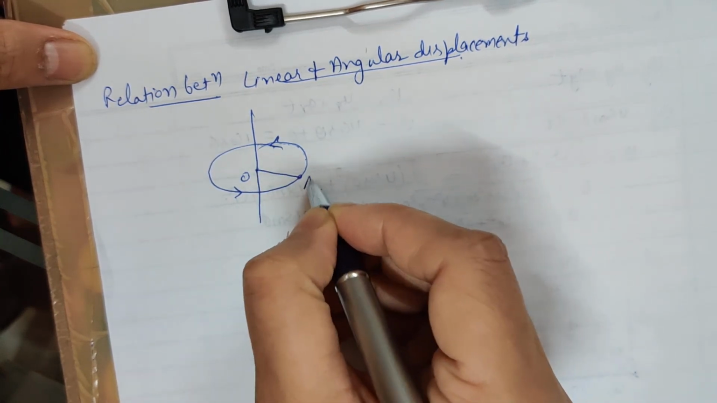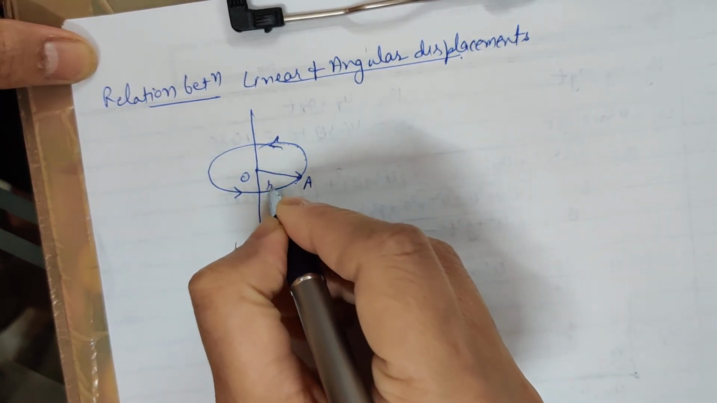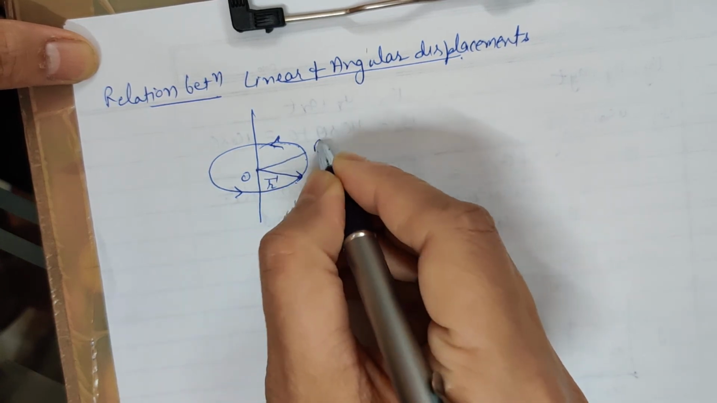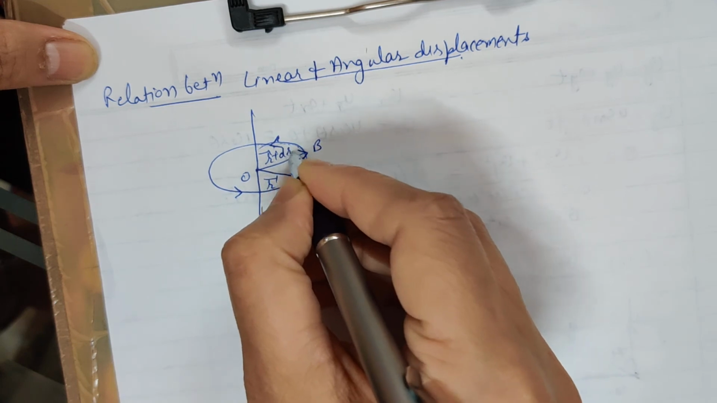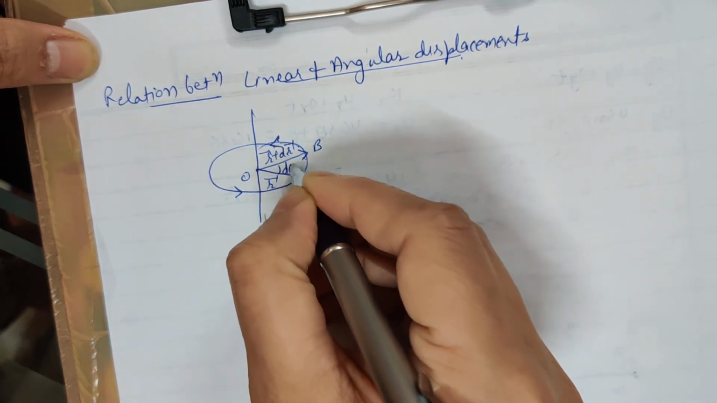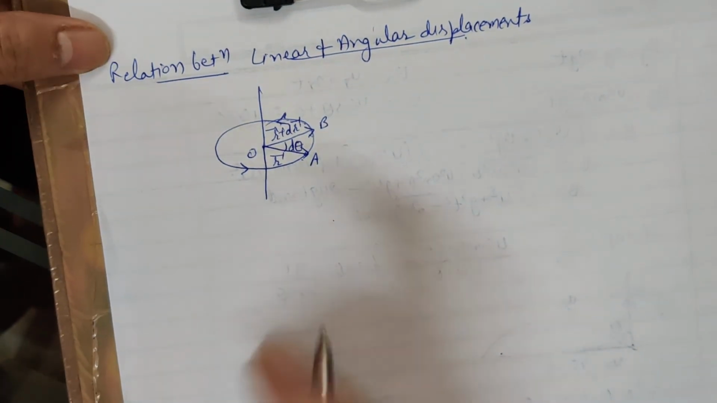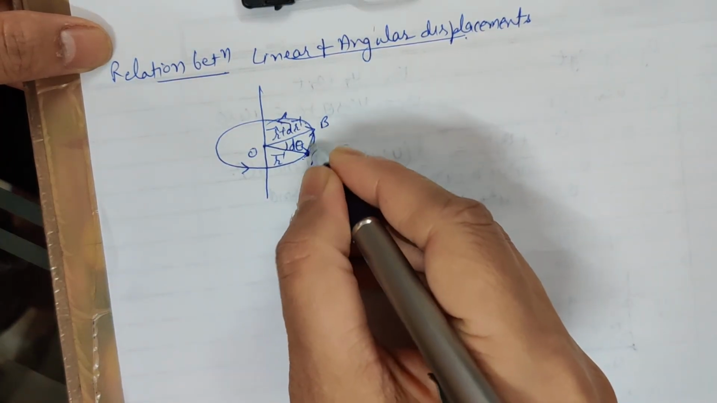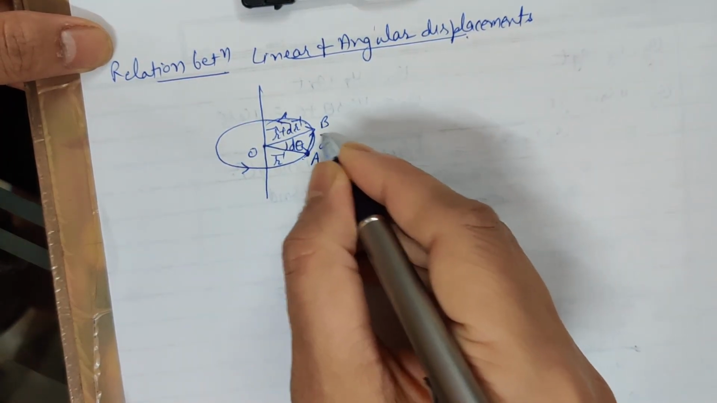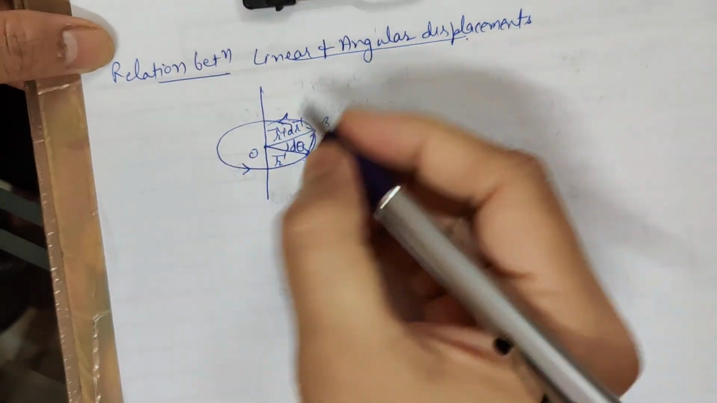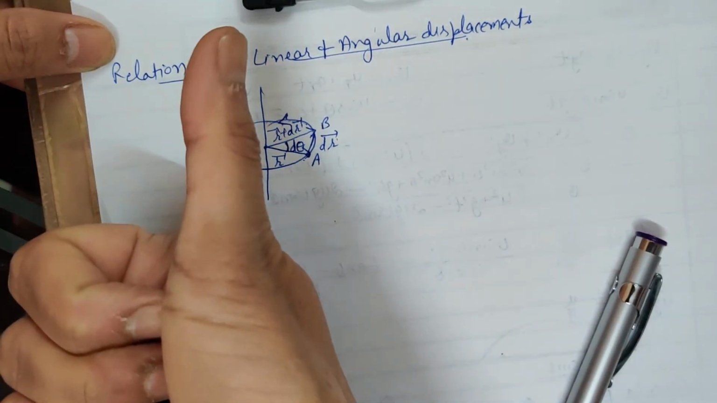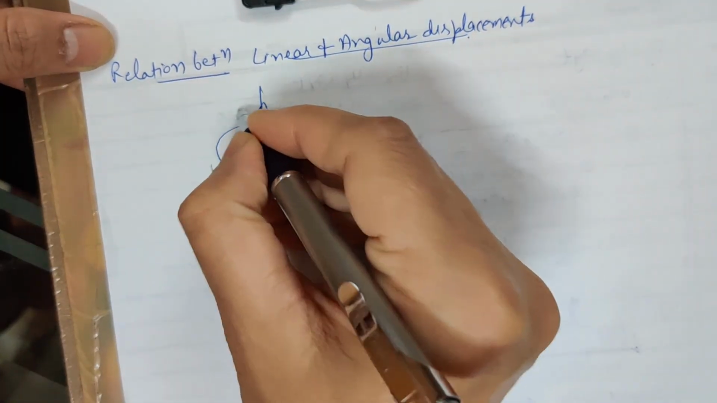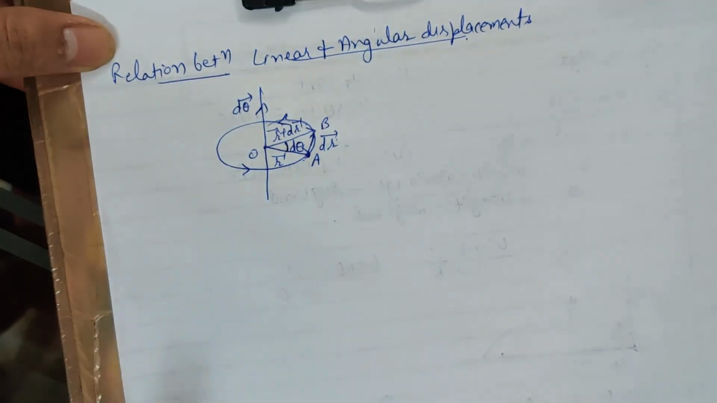The first position A is the r vector, and the second position B, OB, is the r plus dr vector, and this is d theta. Now A to B vector is the linear displacement dr vector, and the d theta direction follows the right hand thumb rule; this is the d theta vector.